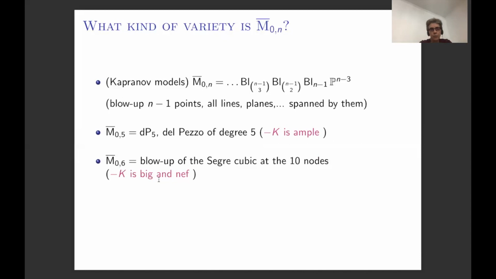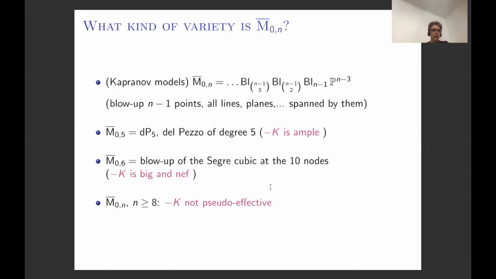And as n grows, the positivity of minus K disappears. So for n bigger or equal than 8, for example, the anti-canonical line bundle is not even pseudo-effective. So no multiple of it is effective. So what we have in the end is a rational variety, which becomes further and further away from being Fano as n grows. And also the Picard number grows exponentially in n.